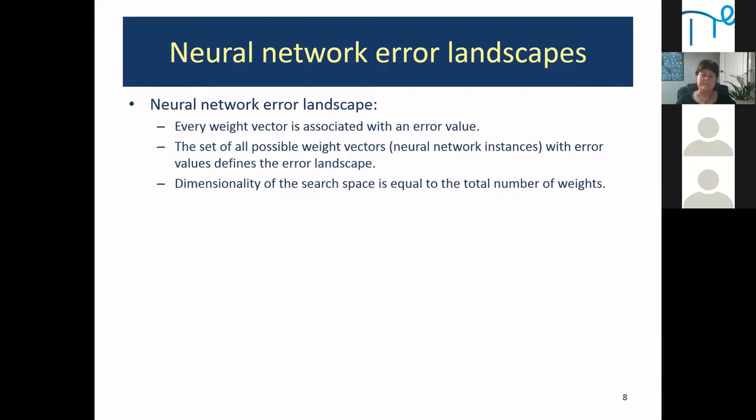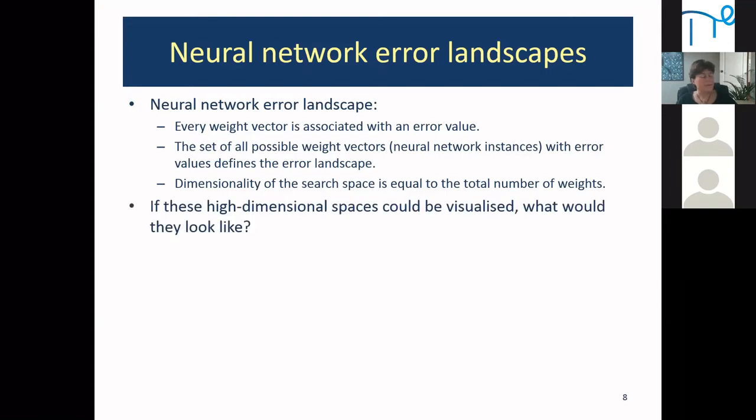With each possible combination of those 800 weights, you can obtain an error by putting the training data through the neural network with those weights to measure the error. So the dimensionality of the search space of neural network training is equal to the number of weights in your network. The question is, if we could visualize these high dimensional spaces, what would they look like? We know that they don't look like that. That would be the simplest landscape to search, because it's nice and smooth and it's got one global optimum. If we want to find the minimum error, we simply navigate down to the bottom of the bowl, and there we have our best solution to the neural network.